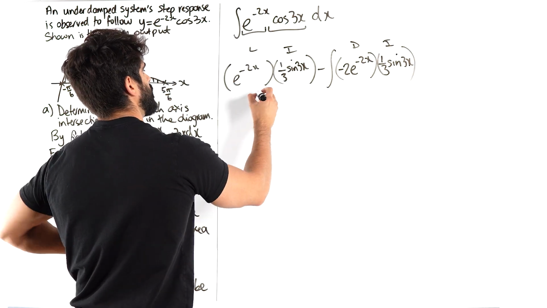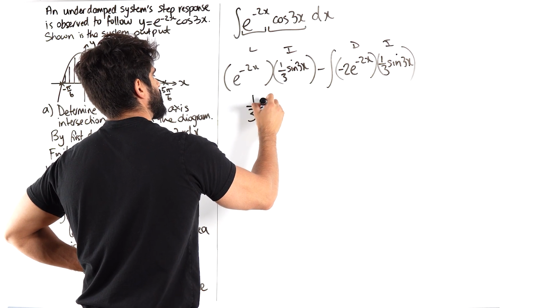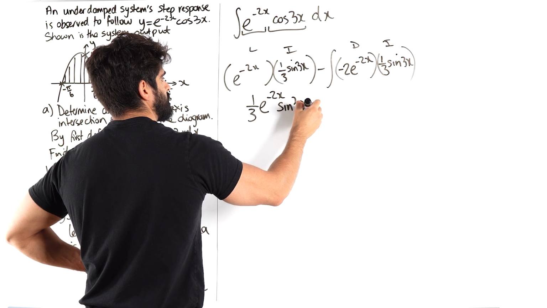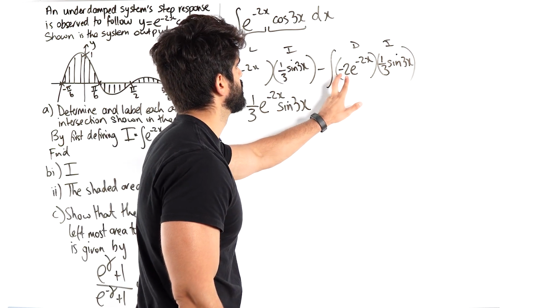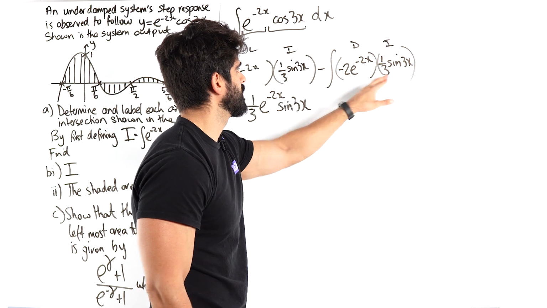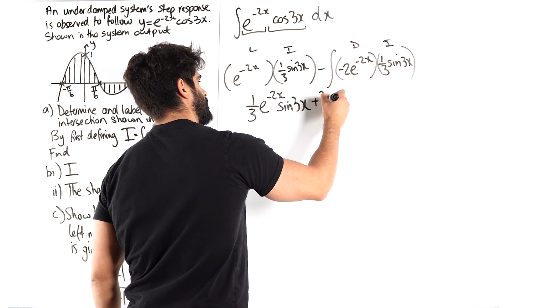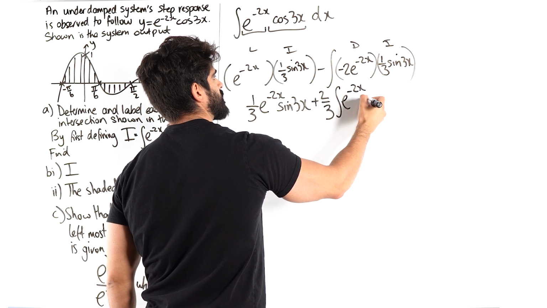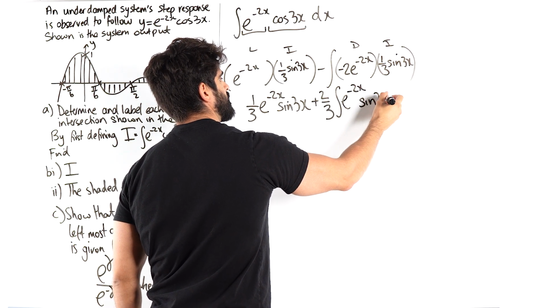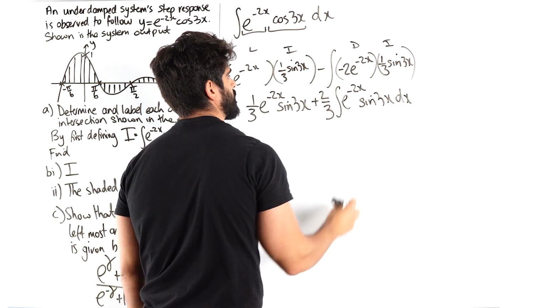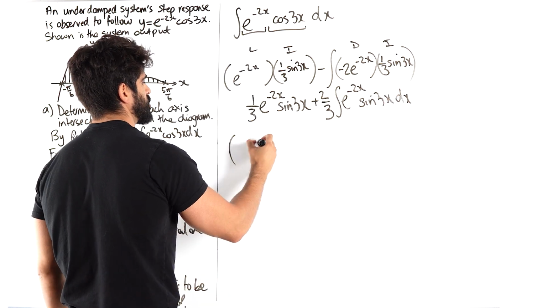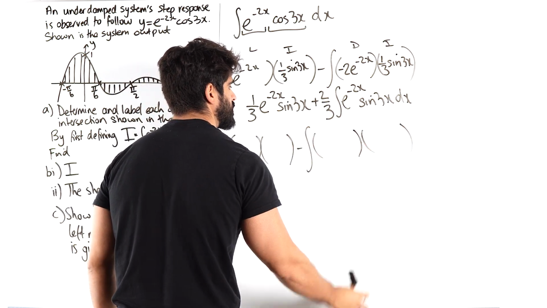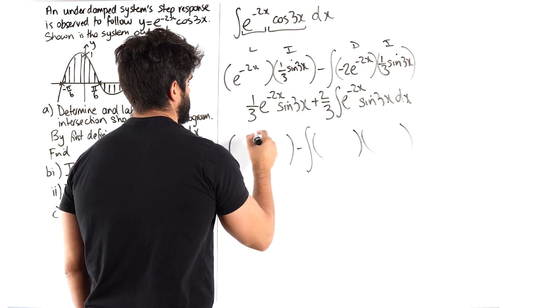So we have 1/3 e^(-2x) sin 3x. Minus 2 can come out to make plus 2/3 of the integral of e^(-2x) sin 3x. Got to do LIATE again. Now you guys should recognize this as a cyclic integral. It's going to go around in circles. Shout out Post Malone. So LIATE again.